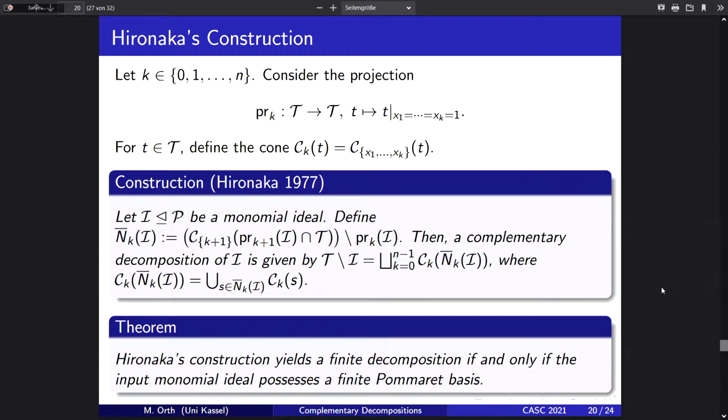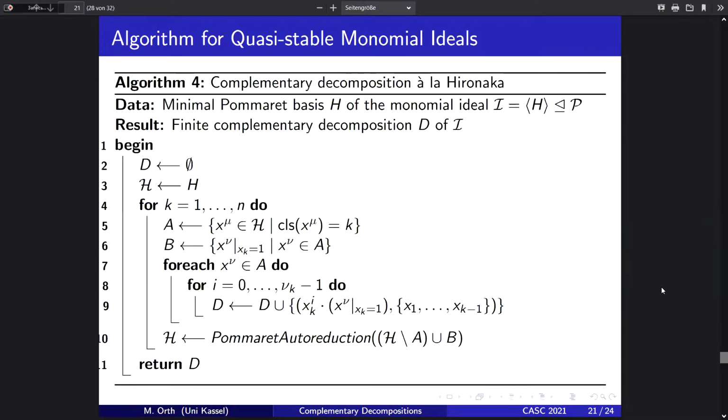And our proof of the theorem is, in a certain sense, constructive, in the way that we give an algorithm to compute the finite complementary decomposition in Hironaka's sense for a monomial ideal given by its minimal Pommaret basis. Again, I will not present the algorithm in detail, but the class of some terms plays, of course, a role, as it plays a role in most things which are connected with Pommaret bases.